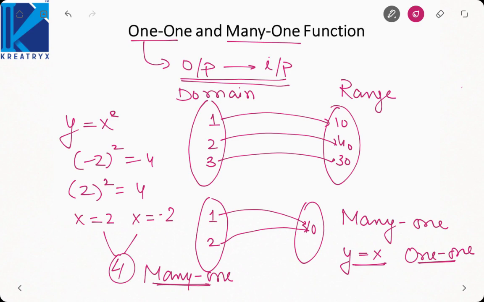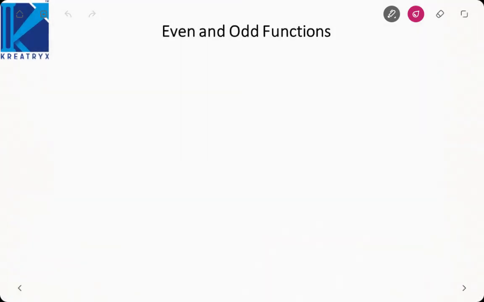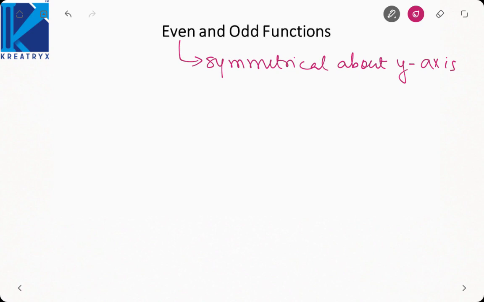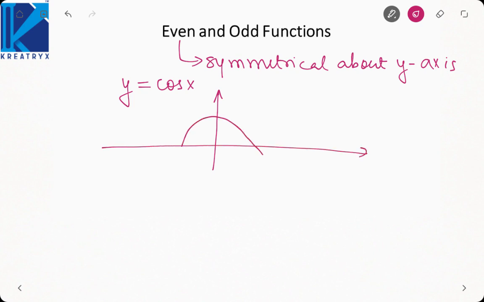Now let us see some of the categories of the function or special types of function. The first is even and the odd function. Now what are the even functions? Even functions are those whose graph is symmetrical about y-axis. When you draw the graph, it must be symmetrical about y-axis. Let us take an example. y is equal to cos of x. If you see the graph of y equal to cos x, it is like this.